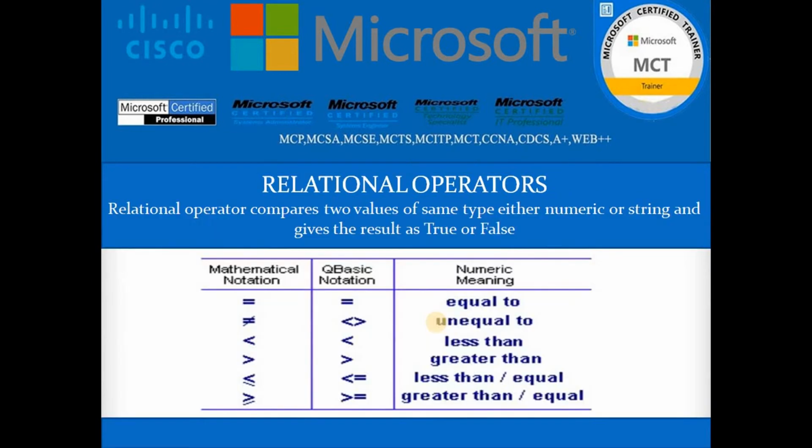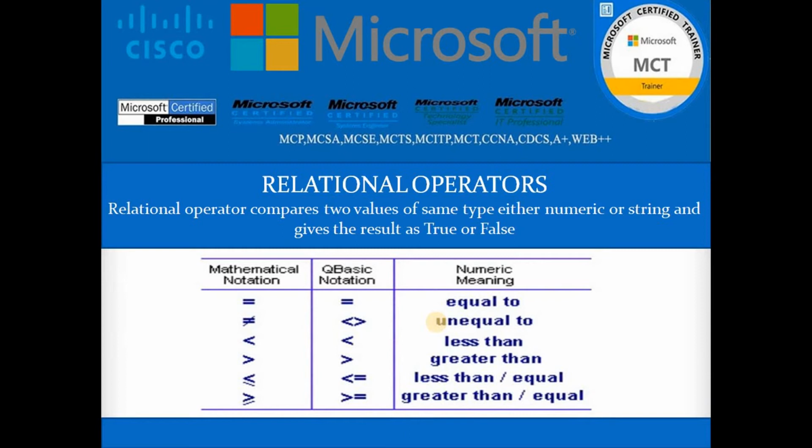Now if I go to the next page, you'll find relational operators. Relational operators are simply meant to compare two values of the same data type. I repeat again, whenever we talk about relational operators, these are operators meant to compare two values of the same data type, either numeric or string, and that gives a result as true or false, because it's going to relate two values and compare two different values. So that's why a relational operator compares two values of the same data type, either numeric or string, and results in true or false.